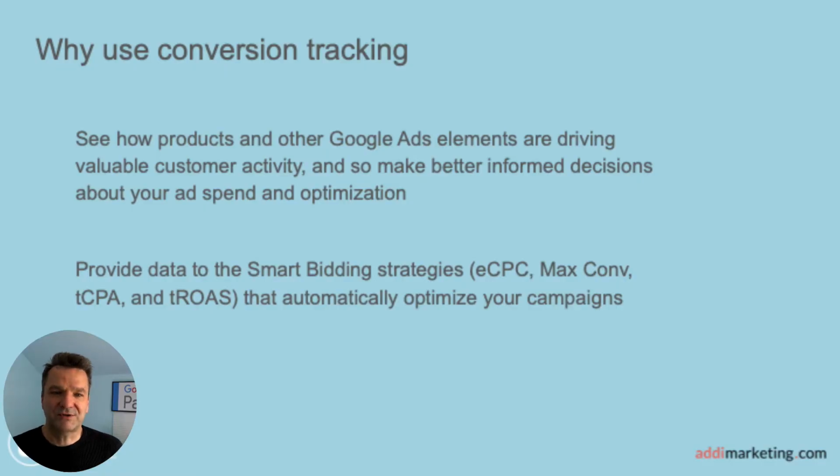We use conversion tracking mainly for 2 reasons. First, to know which products and other Google Ads account elements work towards achieving our business goal, in this case revenue and maybe maximizing ROI. And also to provide data to smart bidding strategies in order for them to automatically optimize our campaigns according to our business goals. And the second goal is becoming increasingly more important.